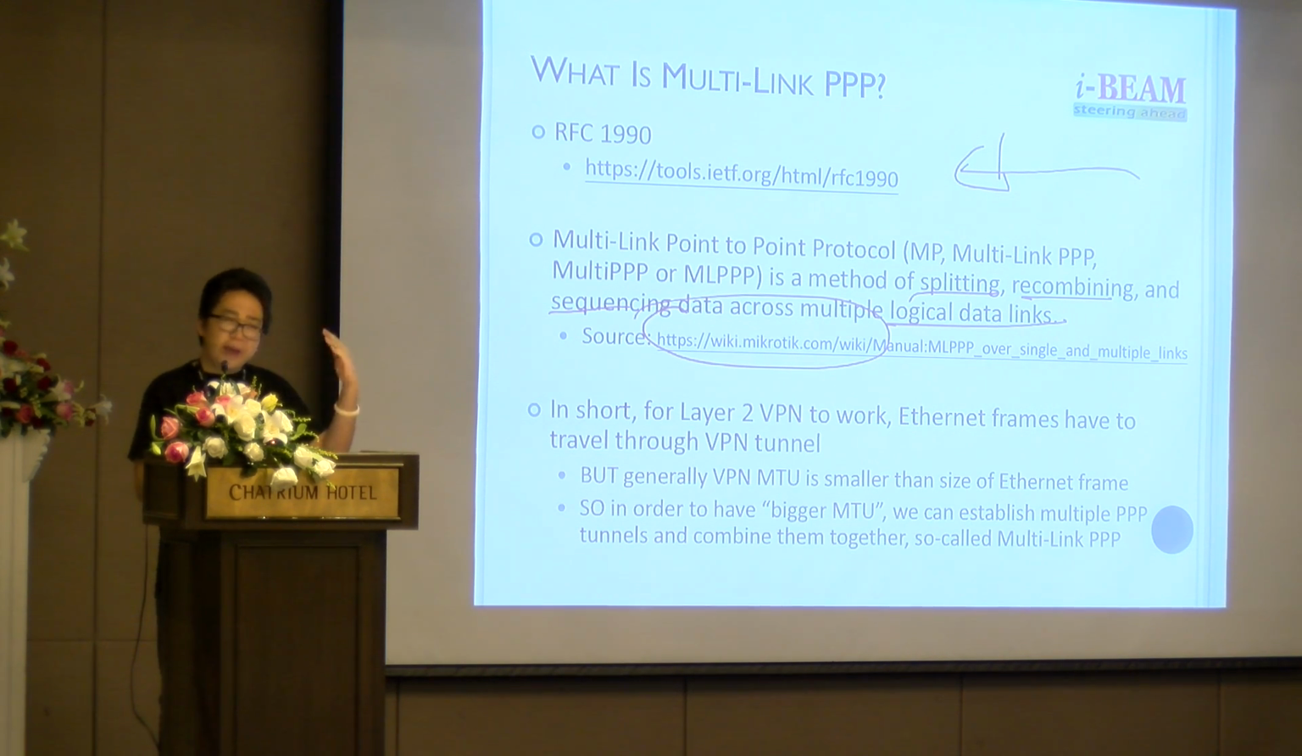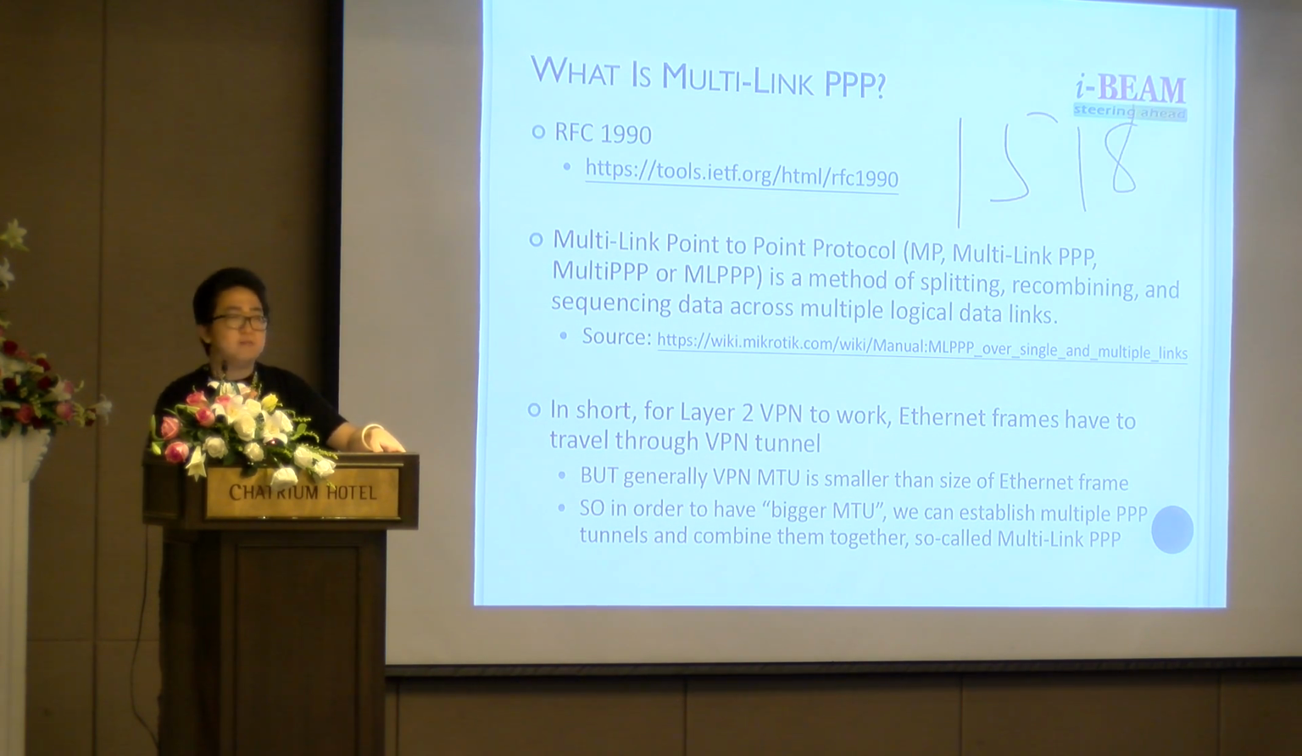In short, in order for layer 2 VPN to work, first you need to send the Ethernet frame over the VPN tunnel, right? If you cannot send the Ethernet frame through the VPN tunnel, then layer 2 VPN will never work. But how big is the Ethernet frame? Who knows? 1518. This is the number of bytes of the full standard Ethernet frame. So if you want to send this amount of data over the VPN tunnel, you need a VPN tunnel that supports a bigger MTU than 1518. MTU is the maximum transmission unit, meaning the biggest packet size that you can send over the link.